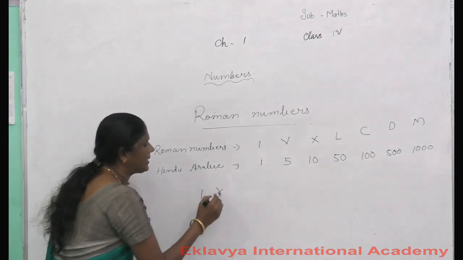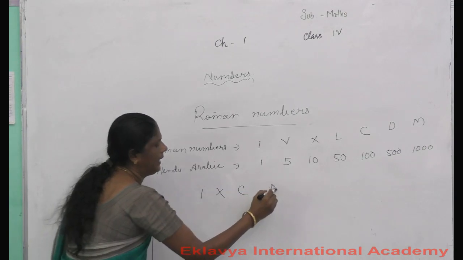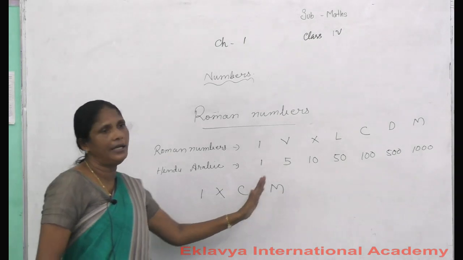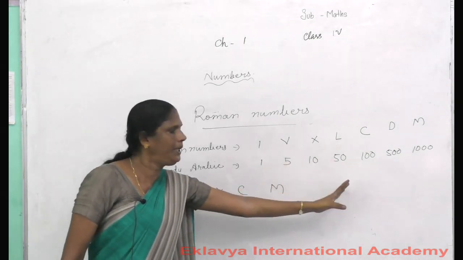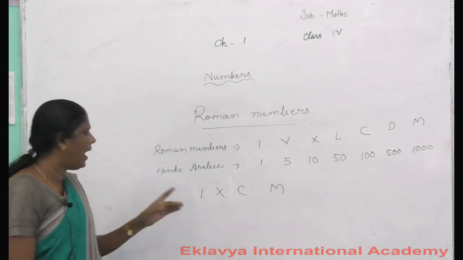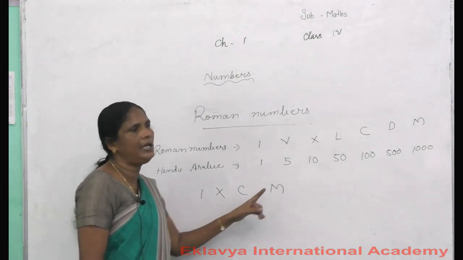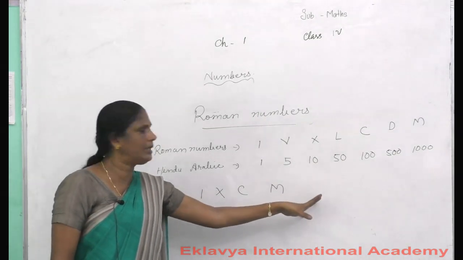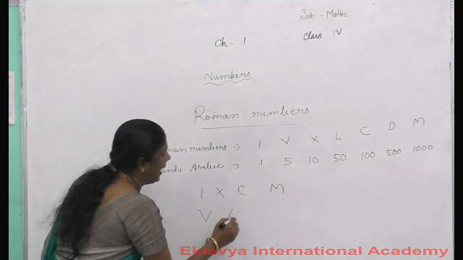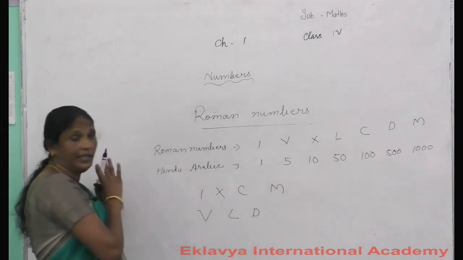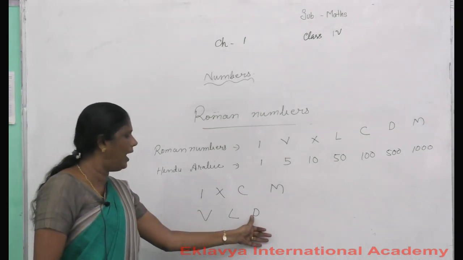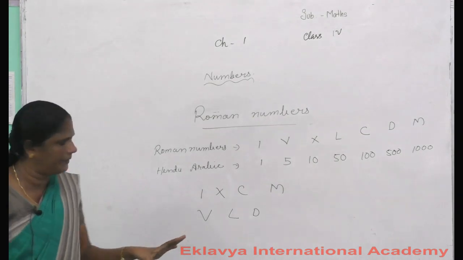I, X, C and M are repeated 3 times. How many times? 3 times. Then V, L, D are never repeated.